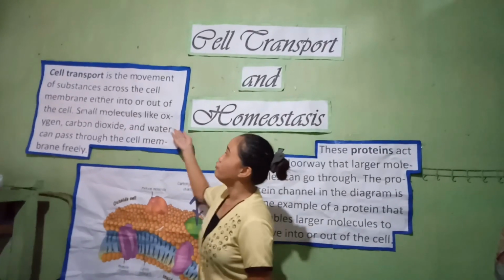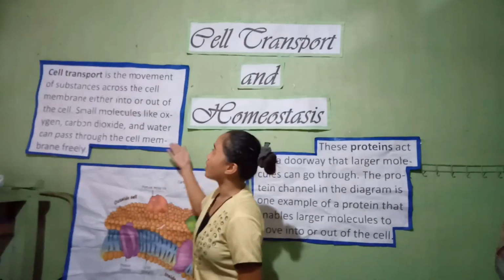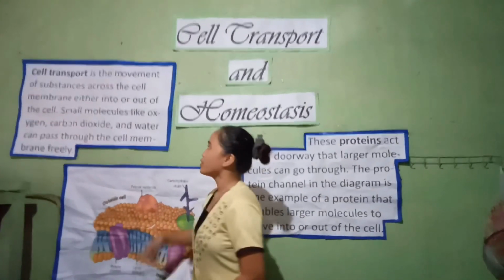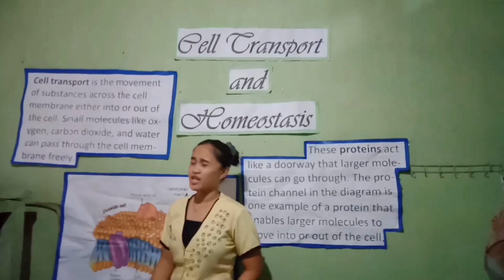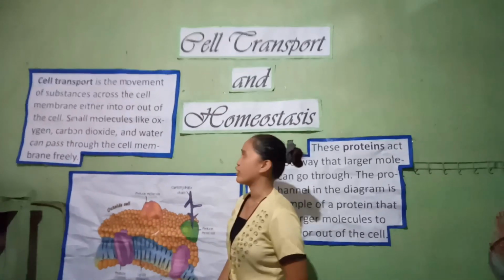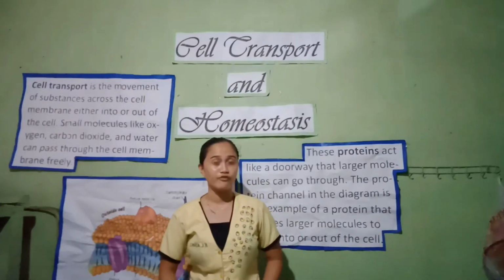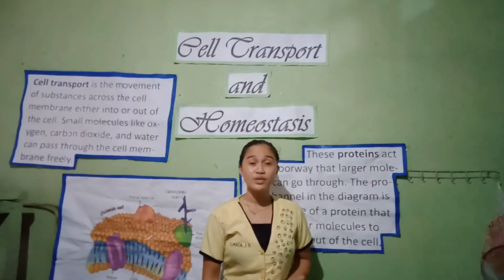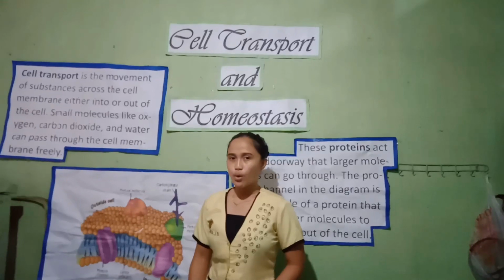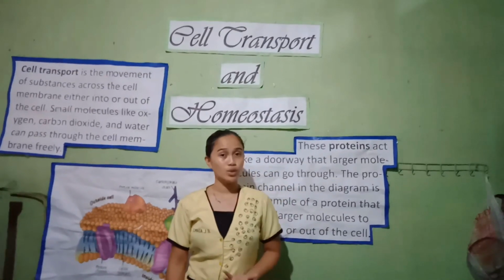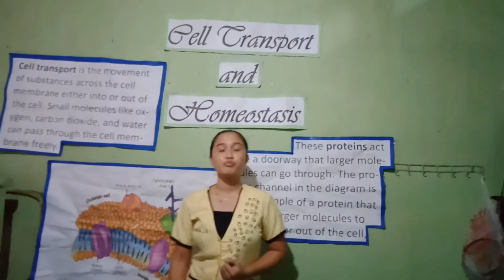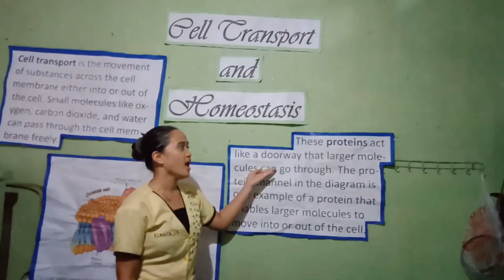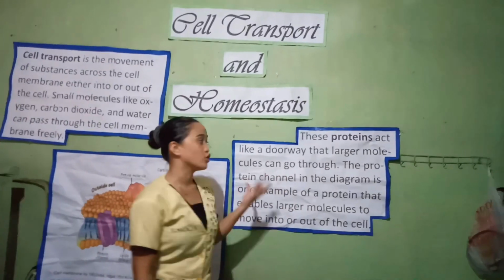Cell transport is the movement of substances across the cell membrane, either into or out of the cell. Small molecules like oxygen, carbon dioxide, and water can pass through the cell membrane freely. If a molecule is big, it won't make it through the cell membrane on its own. The molecules need the assistance of proteins. These proteins act like a doorway that larger molecules can go through.